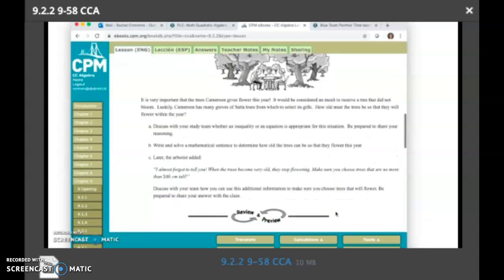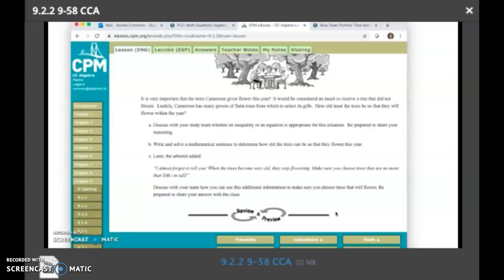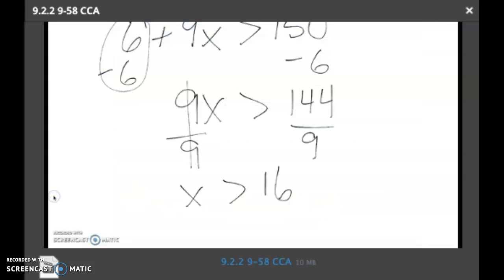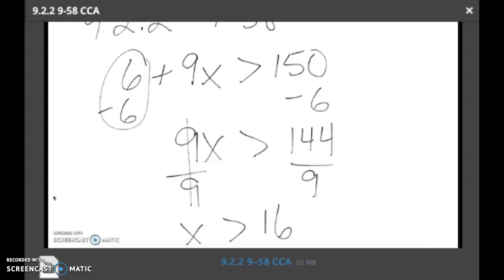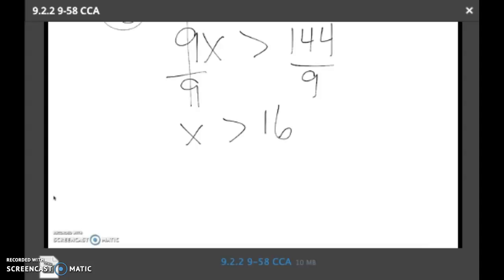And then it says, later, the arborist added, I almost forgot to tell you. When the trees become very old, they stop flowering. Make sure you choose trees that are no more than 240 centimeters tall. So now we're going to write another inequality. We still know that the trees start out at 6 centimeters and they grow 9 centimeters a year.